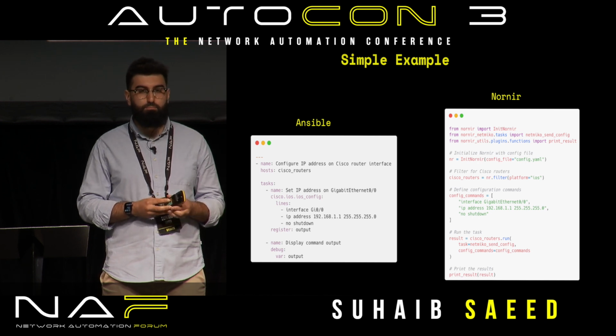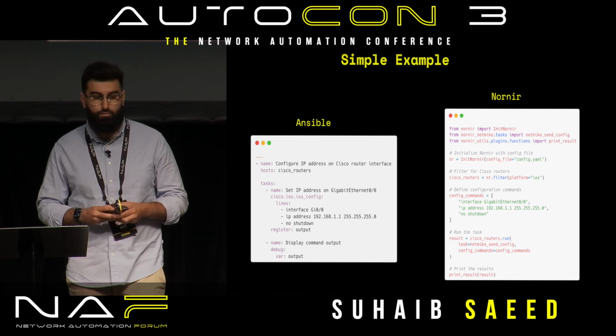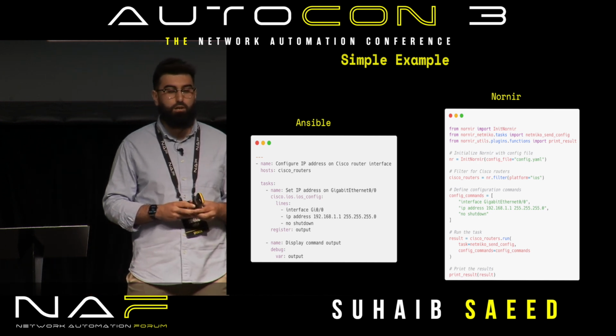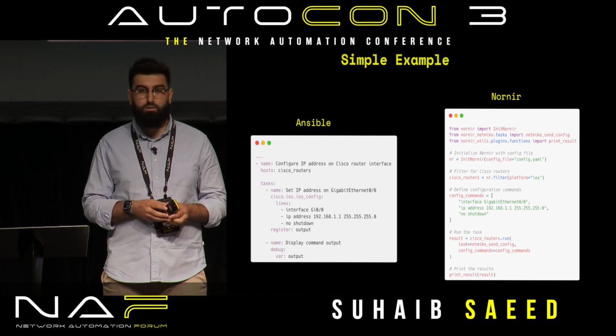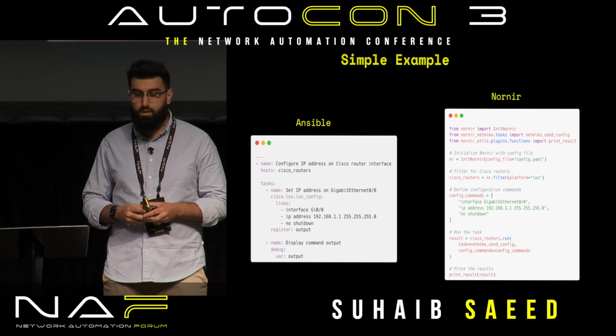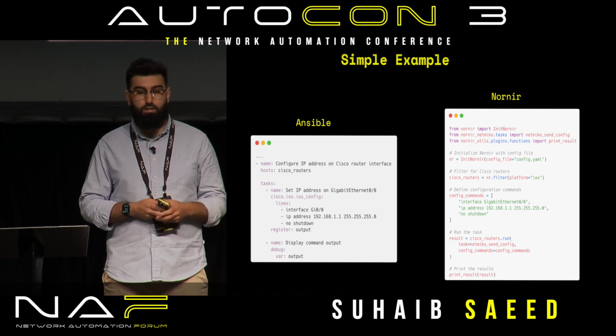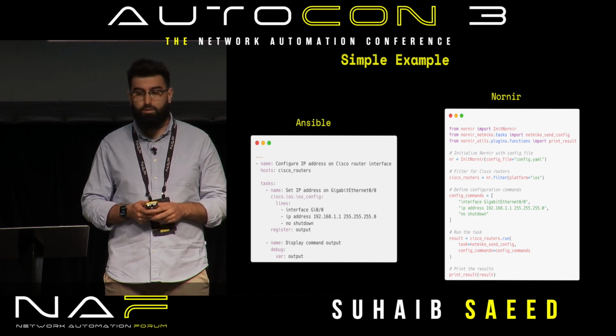So a very simple example, if you've never used either before. We're just configuring an IP address on a Cisco router interface. On the left-hand side, you've got an Ansible playbook in YAML, and then the equivalent on the right-hand side in Nornir in Python.